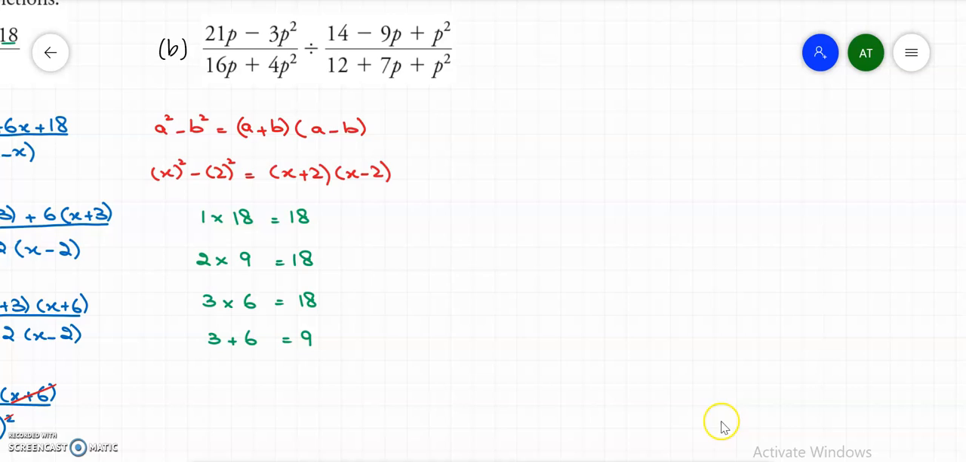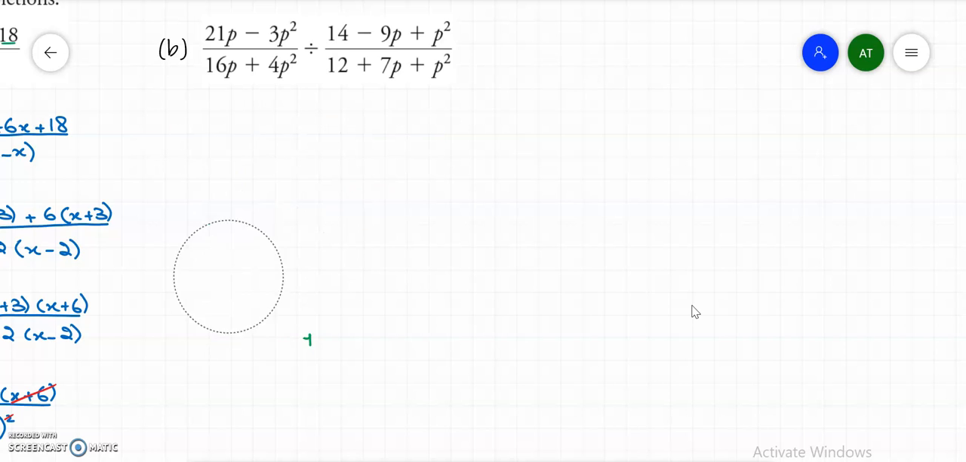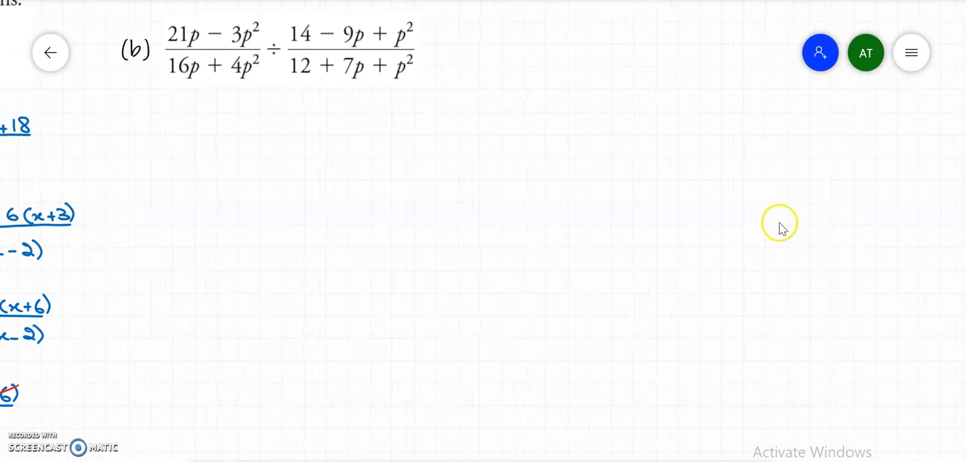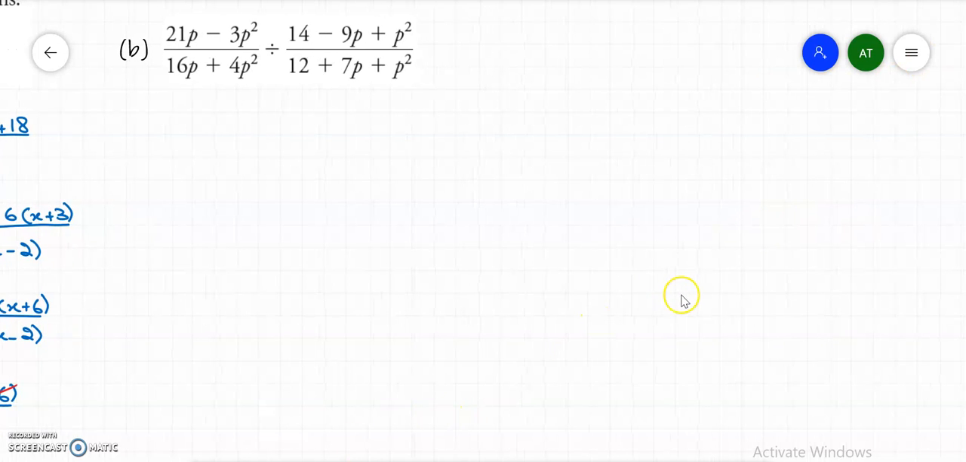Okay, so in the B part we can see we have been given a rational expression in terms of division. So we need to solve the rational expression. So let's begin. In the first step, whenever we are given a rational expression in terms of division, we need to keep the first rational expression as it is. Write it down.